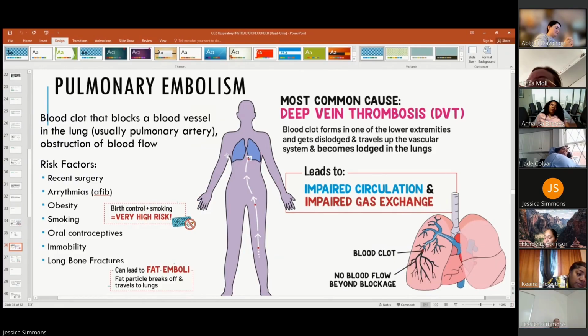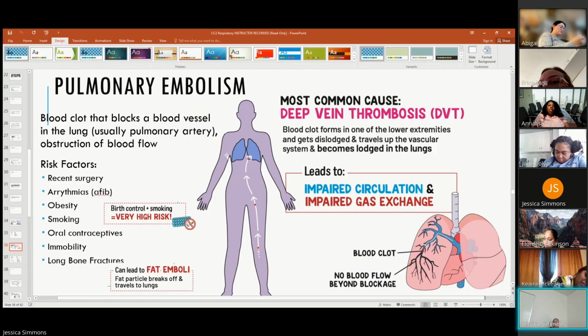But the most common cause is getting a DVT and that DVT migrating into your lungs. So the blood clot forms in one of the lower extremities. Also, by the way, a DVT can be in your arms or legs. Okay? Not just your legs. And gets dislodged, travels up the vascular system, and becomes lodged in the lungs. This impairs circulation and, of course, impairs gas exchange.